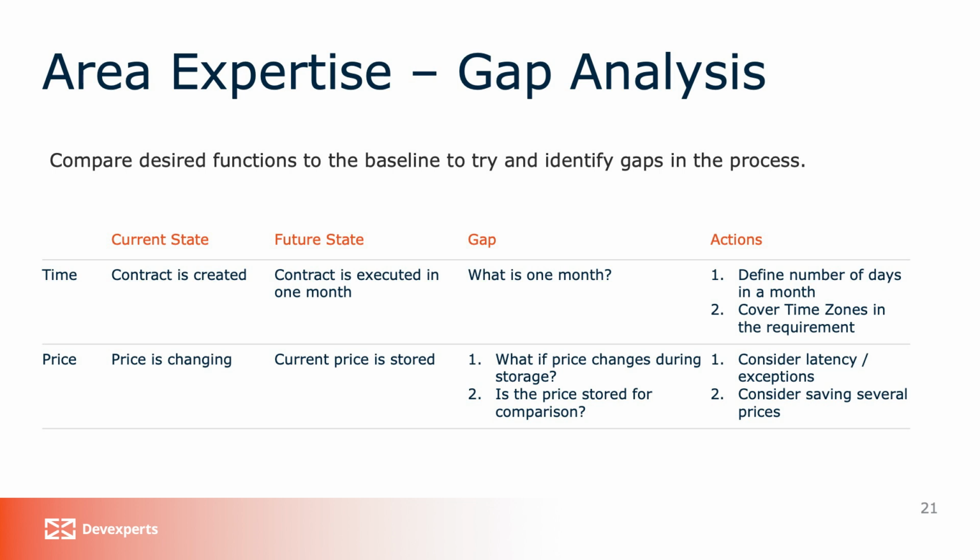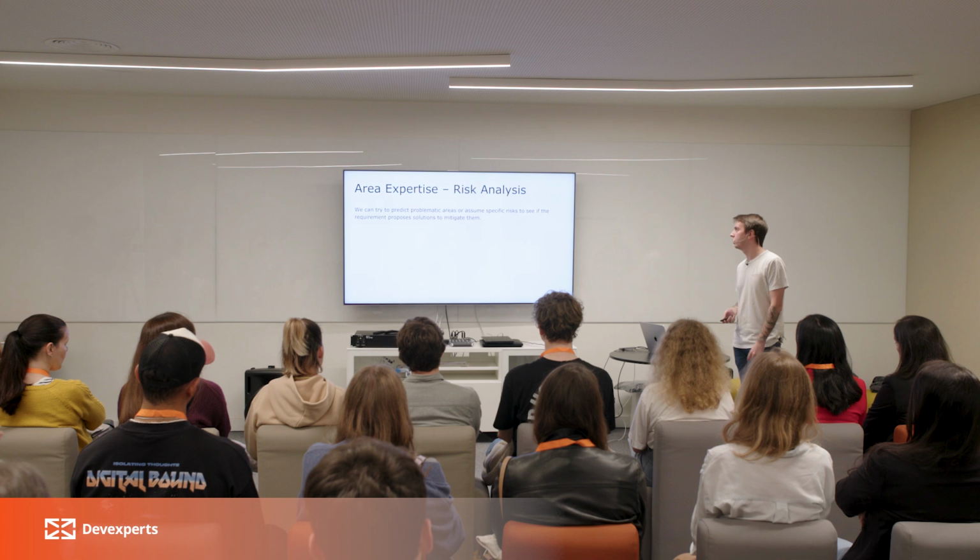Another thing is price. Price is always changing, but we want to store a specific price. It means that when we retrieve this price, it's probably subject to some kind of exception. So we need to know what we're going to do if there is a problem during saving of the price. Or if we store the price in the first place, it means that we do it for some specific reason, probably comparison. But if comparison is in place, why don't we store 2 prices, not just 1 price? So this is another thing that we might consider.